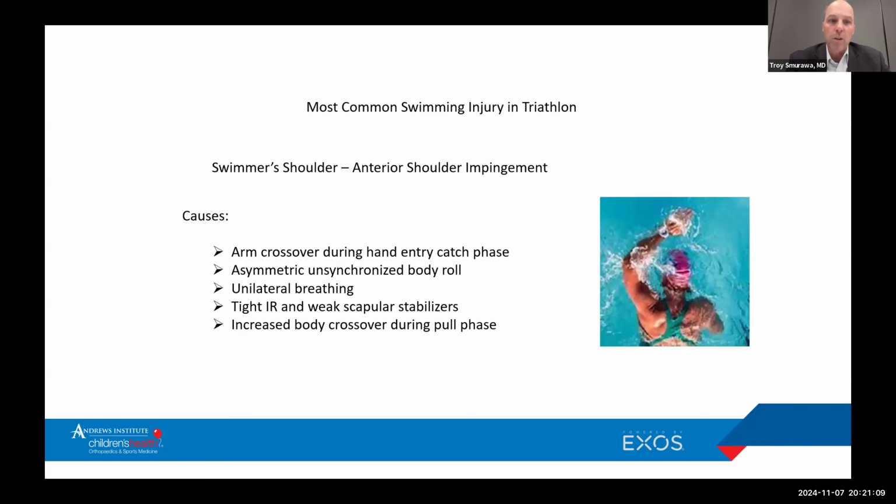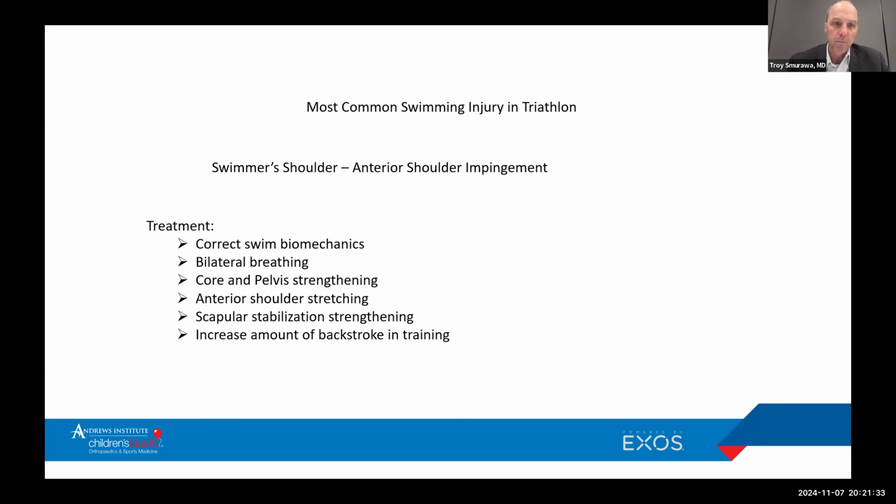Some of the causes in swimmers are if they have arm crossover during the hand entry catch phase, if they have asymmetric unsynchronized body roll, unilateral breathing will create more of an impingement, if they have tight internal rotators and weak scapular stabilizers, and then if they have an increased body crossover during the pull phase, that's underneath, that they're crossing their body too far, and that will put more of an anterior impingement on their shoulder joint.